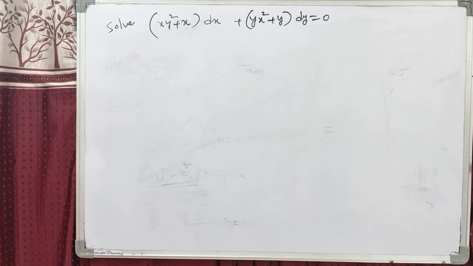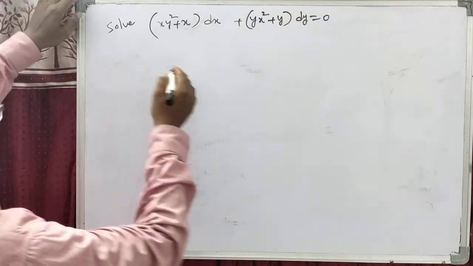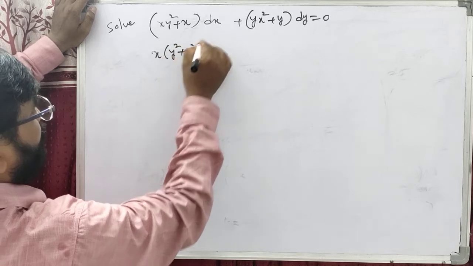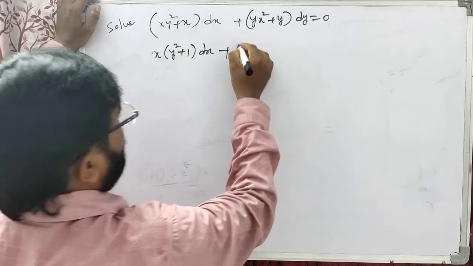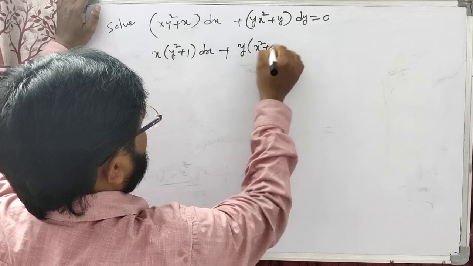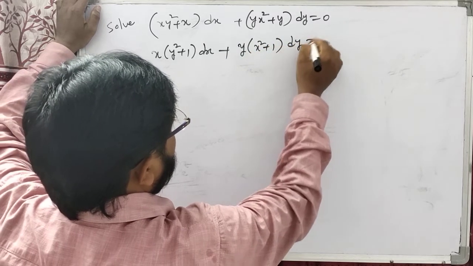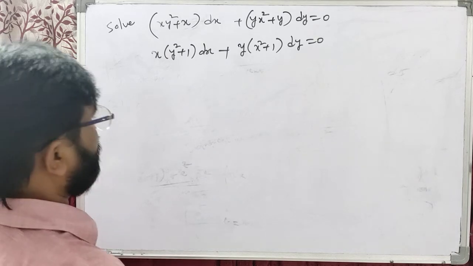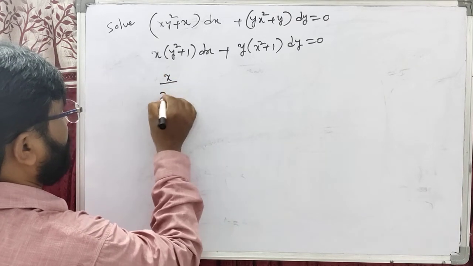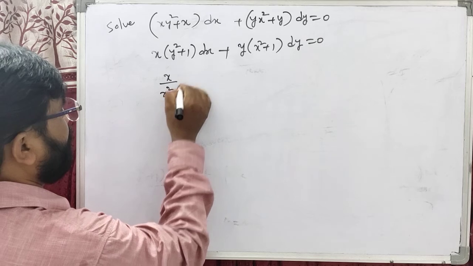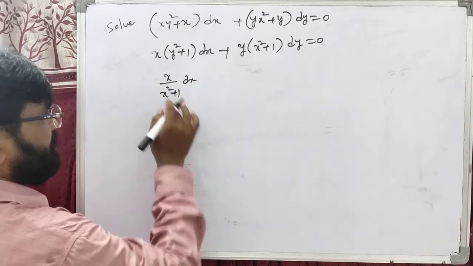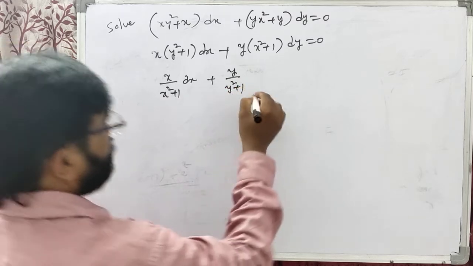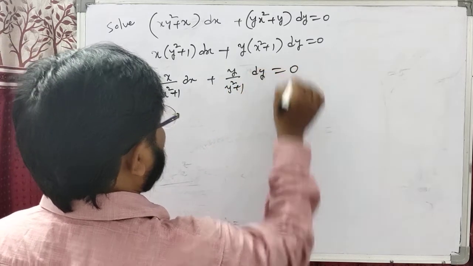Dear students, now another one. We take x common here, (y^2 + 1) dx, and here y is common, (x^2 + 1) dy. Now we can write this as x/(x^2 + 1) dx, and now y/(y^2 + 1) dy equal to 0.